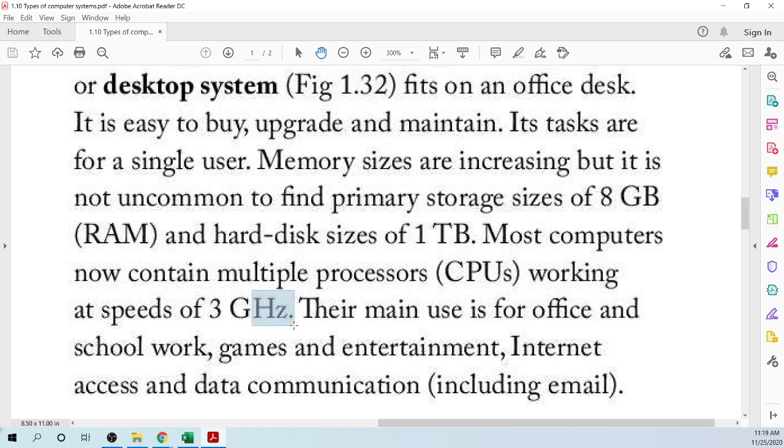So Hz stands for Hertz, and the G, just like the G in our storage sizes, stands for giga. So this is 3 gigahertz. The M, which would have been mega, if you had seen an M here, would have been 3 megahertz. It's the same: the higher the number, the faster the processing of the computer.